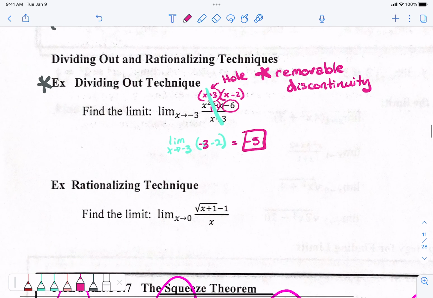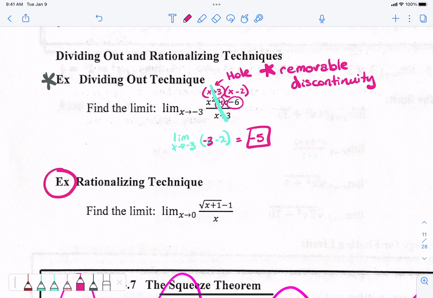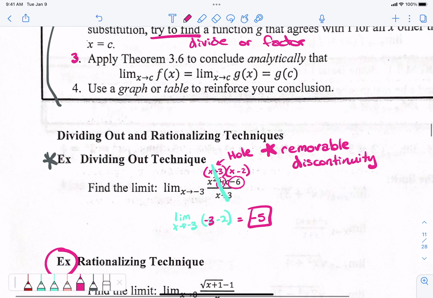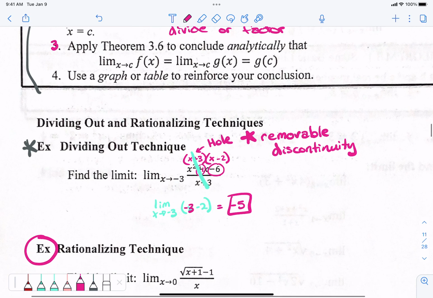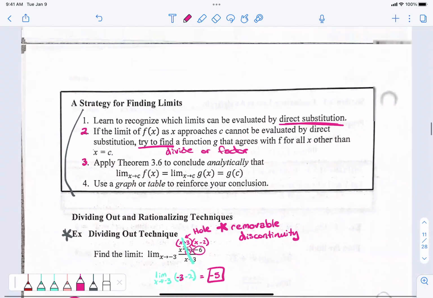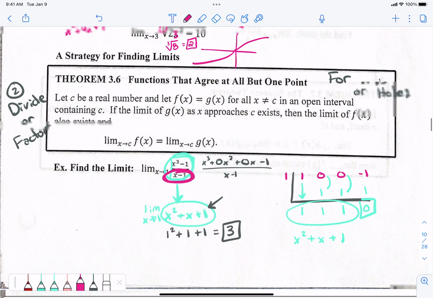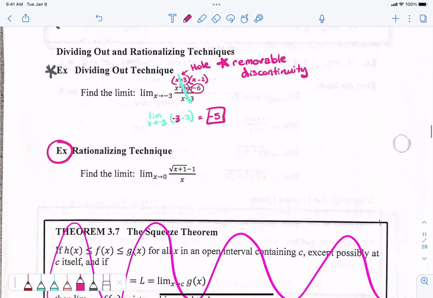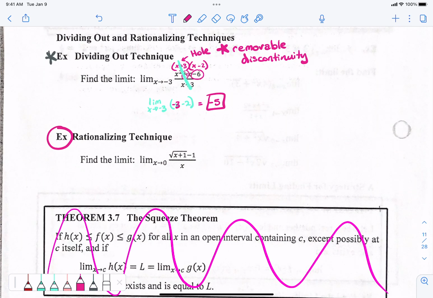Number 3 is going to be the rationalizing technique, and I'm going to show you how that works here in a second. So number 3, apply theorem 3.6. You don't know what theorem 3.6 is? Let's see, theorem 3.6 is right here. Don't worry about theorem 3.6. I'm going to show you what it looks like.